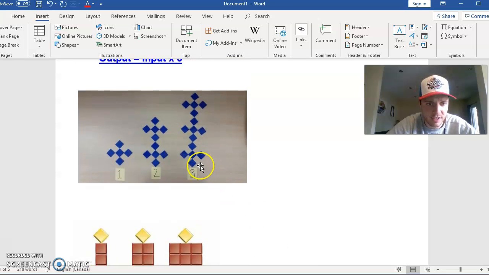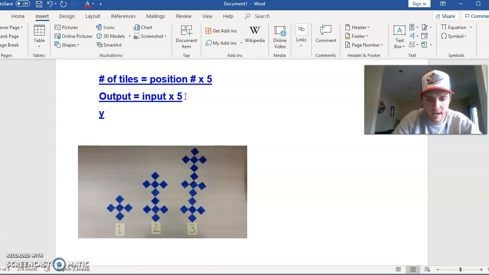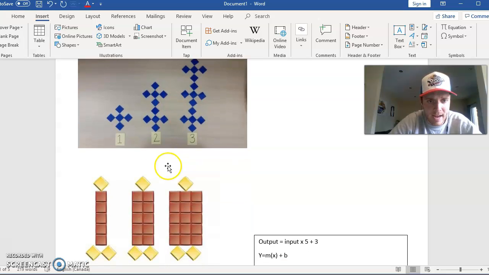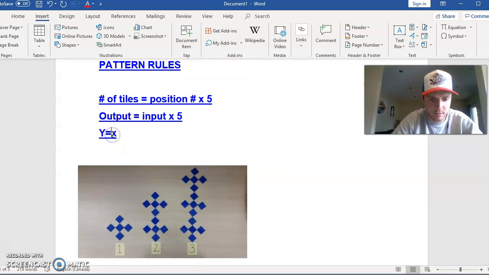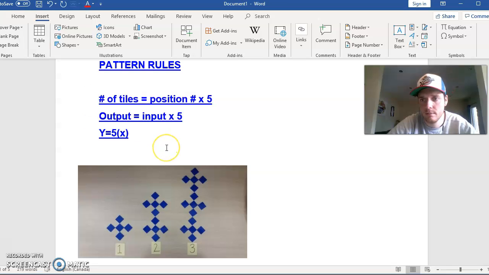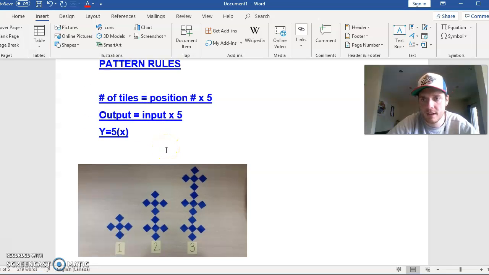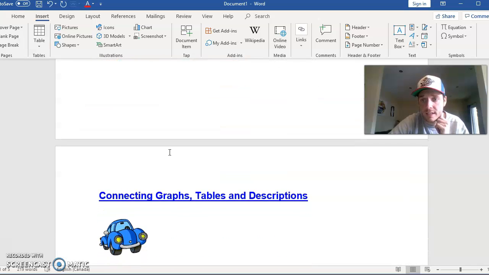So if I was looking at this example right here, output equals input times 5, instead of output, I'd put y. Instead of input, I'd put x. And then where do I put the 5? The 5 is my m. So I have to times that by the x. Y equals 5x. This and this are the exact same thing. Alright? Y equals mx plus b. Any questions about that? Please let me know. We can go over it together.